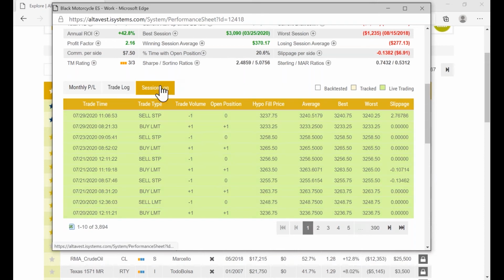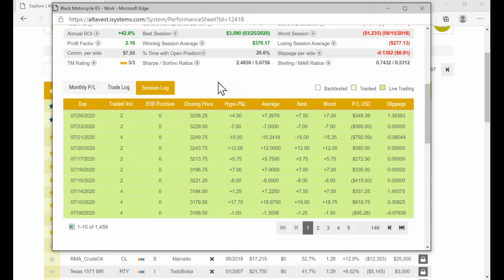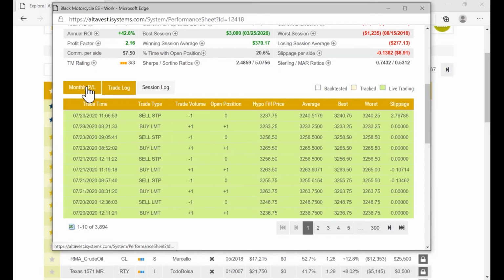You can look at the session log. So you can just look at traded volume here was 2, so it got in and out. By end of day, it was flat. Made 4.5 points, profit here at 348, so on and so forth. So everything is very visible, and you can download all that data as well to Excel and play with it. We always have people ask about that.